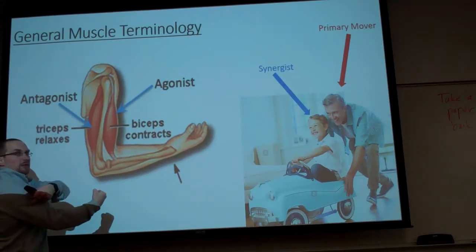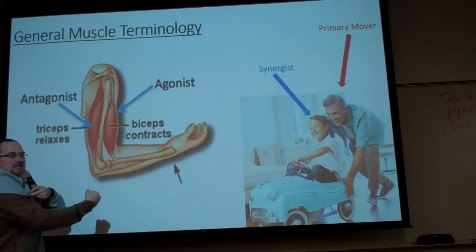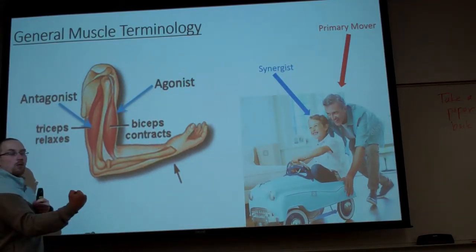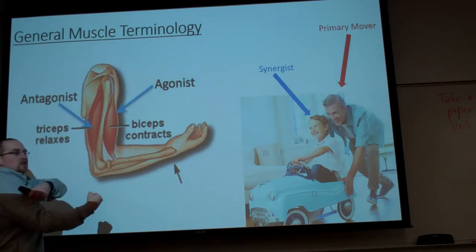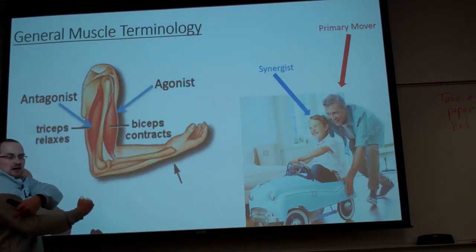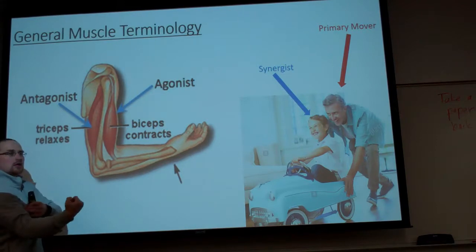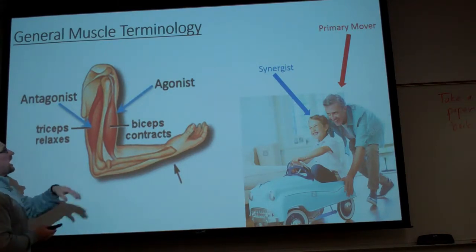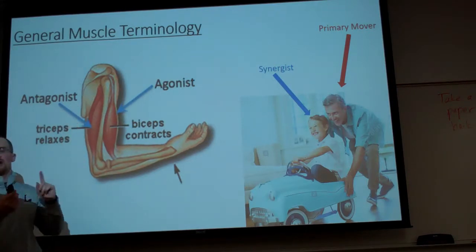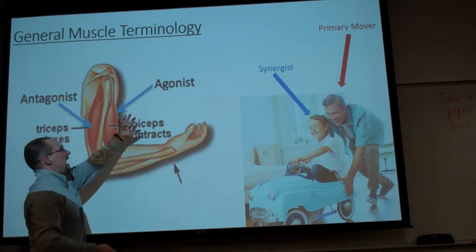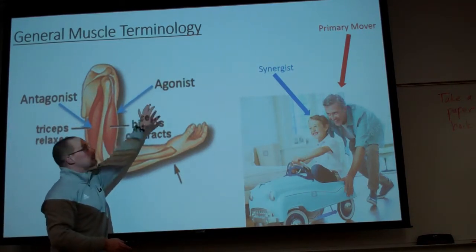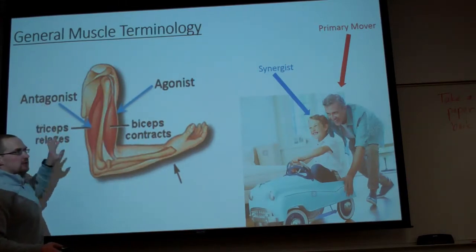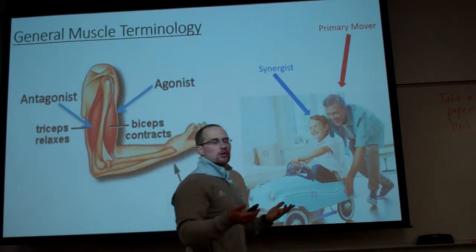trying to do a bicep curl, but my triceps, the muscles on the opposite side, if they contracted too, my arm wouldn't go anywhere. So my triceps has to relax to allow my biceps to contract. So think agonist and antagonist, the muscles are on the opposite side. Agonist is the muscle that's doing the lifting. Antagonist is the muscle typically that does the relaxing.